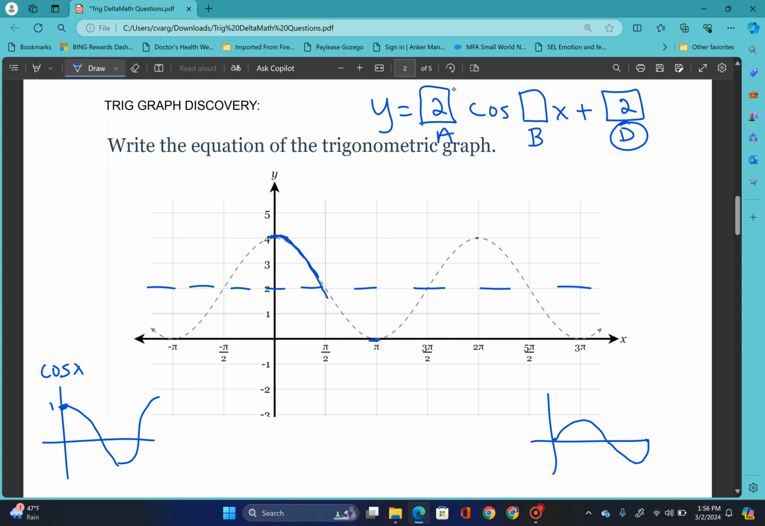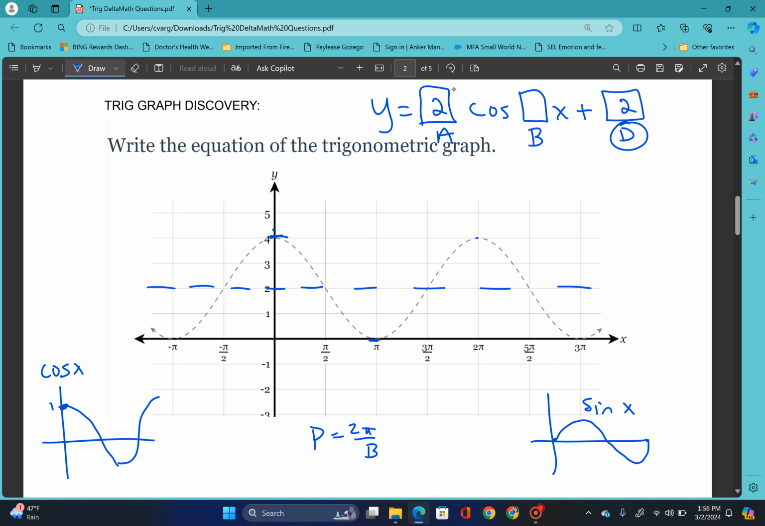Okay, so that's where it's different. So we'll do a couple more until you get the hang of that. And now let's find our b. All right, so again, for our b, we know that period is equal to 2 pi over b. That's our formula. So what is our period, right?